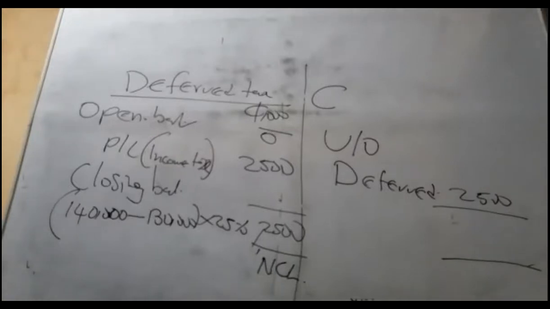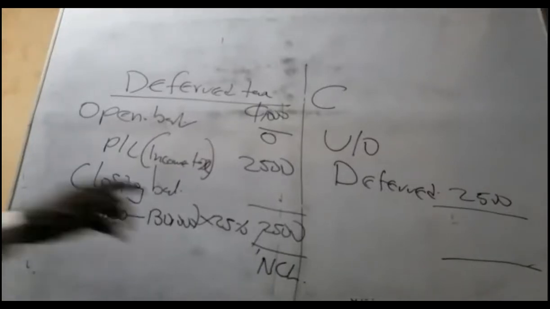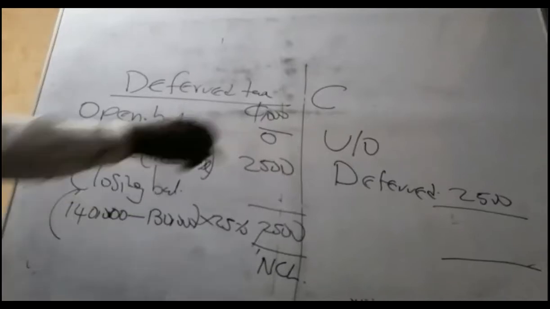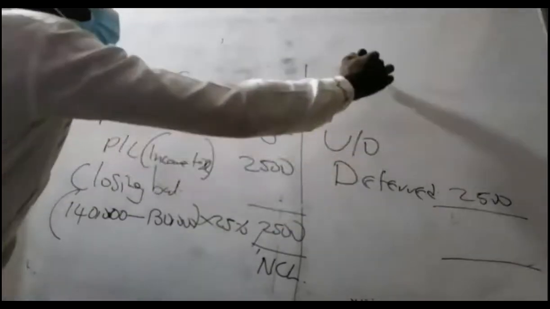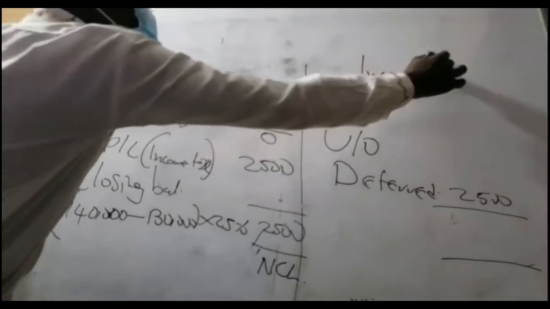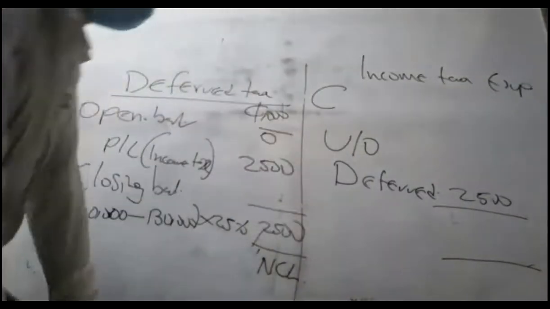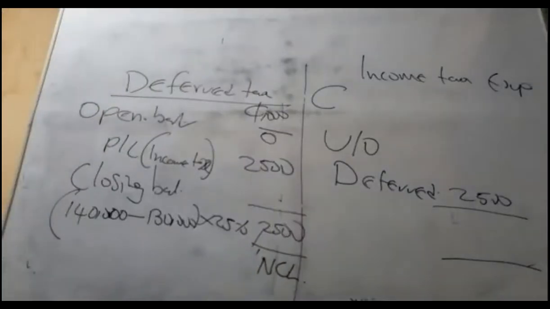So in your financial statement, that's the statement of financial position, the balance sheet, just record 2,500 as deferred tax liability, then you are done. That's the end of the game. Then this is the income tax expense. So that is it.